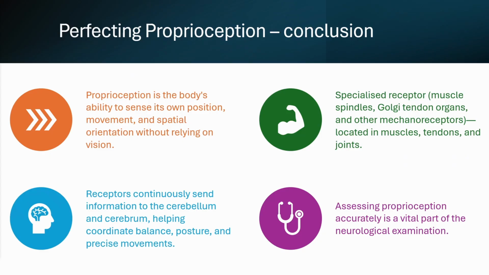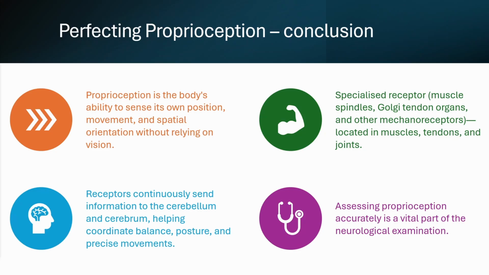So, in conclusion, proprioception is the body's ability to sense its own position and spatial orientation and movement without having to look at that body part. And in fact, people with sensory neuropathies often do look at their body part to help move it because they're trying to make up for that deficit. And occasionally you can see some animals doing that.